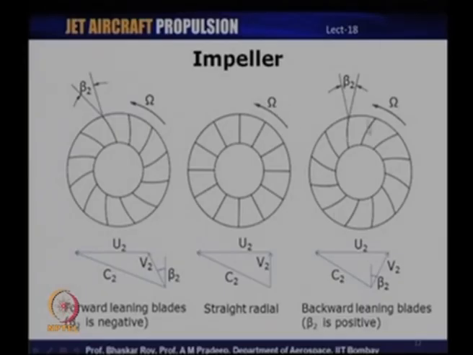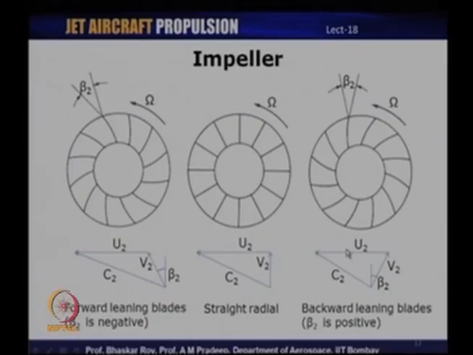Backward leaning blades, on the other hand, we have the backward leaning blades here. These are backward leaning, and this is the direction of rotation of the rotor. So, here V2 leaves in this direction, that is why you see a V2 here. Beta 2, that is the blade angle at the tip or the exit of the impeller, is positive, and that is why we have a blade angle like this. So, V2 in this direction, C2 and U2.